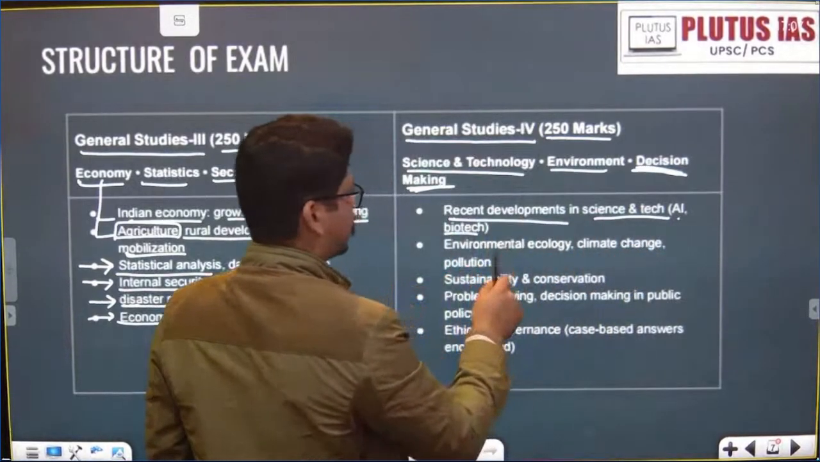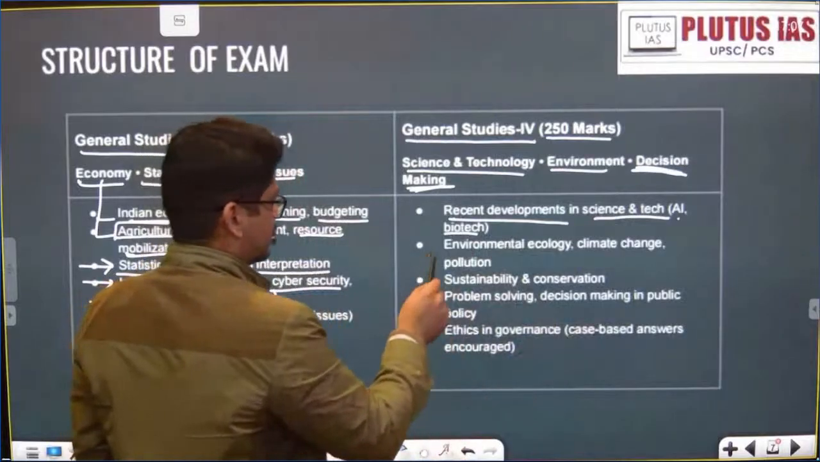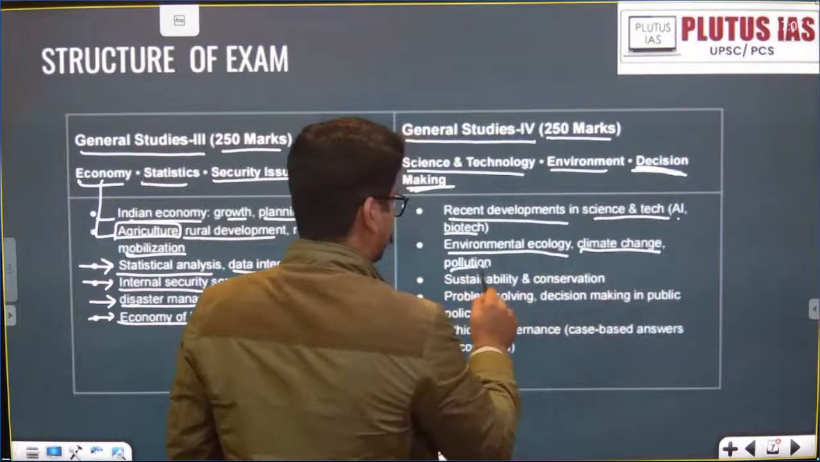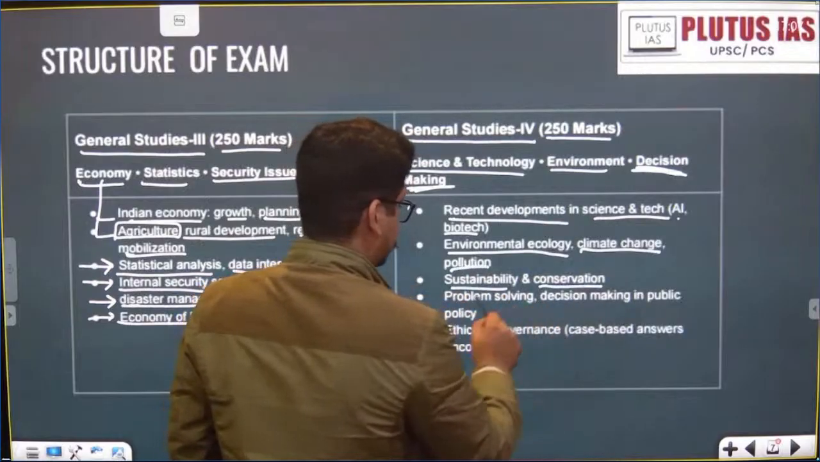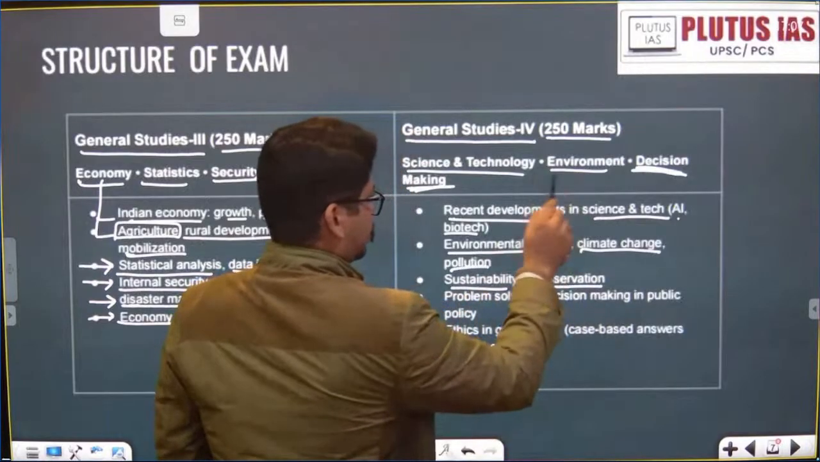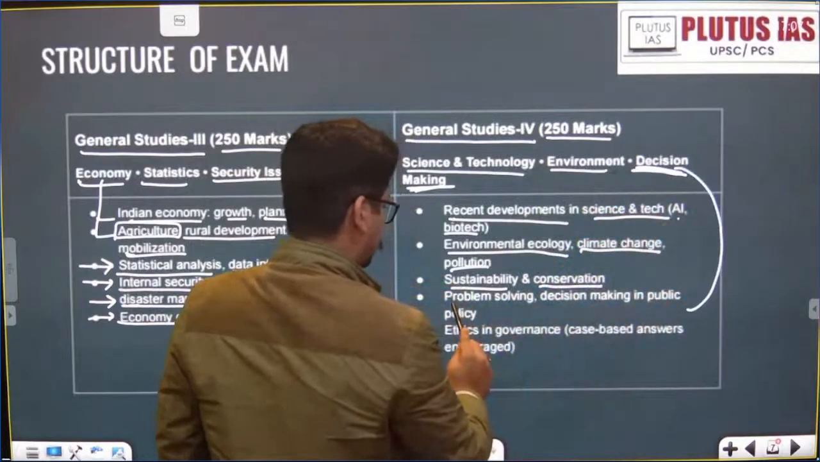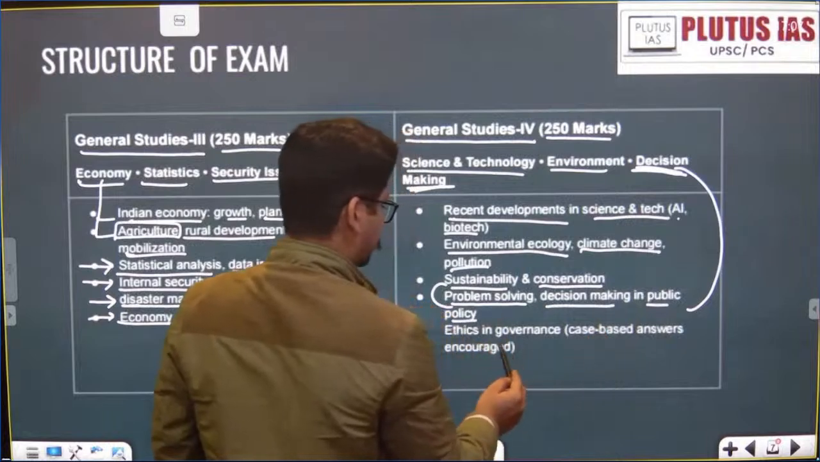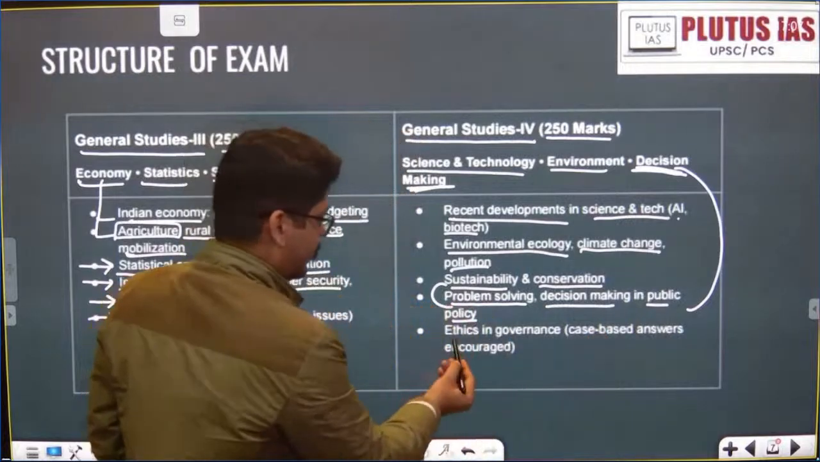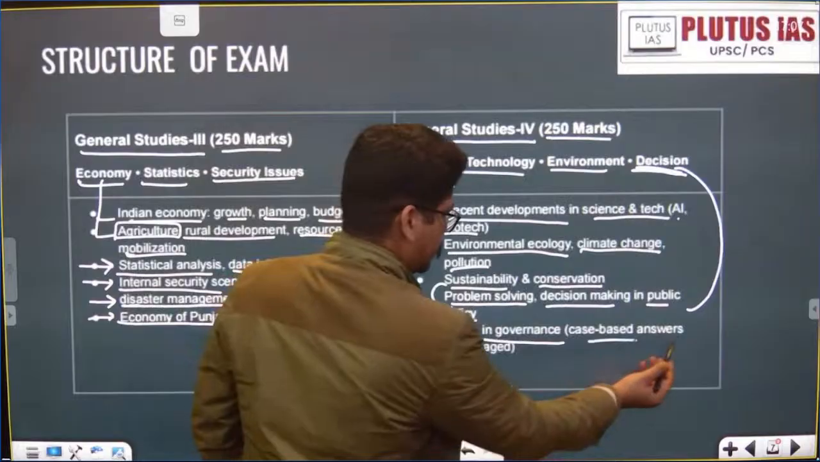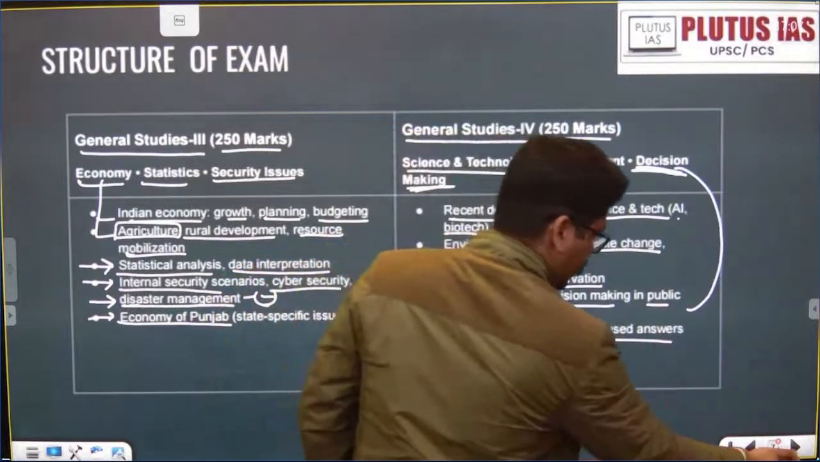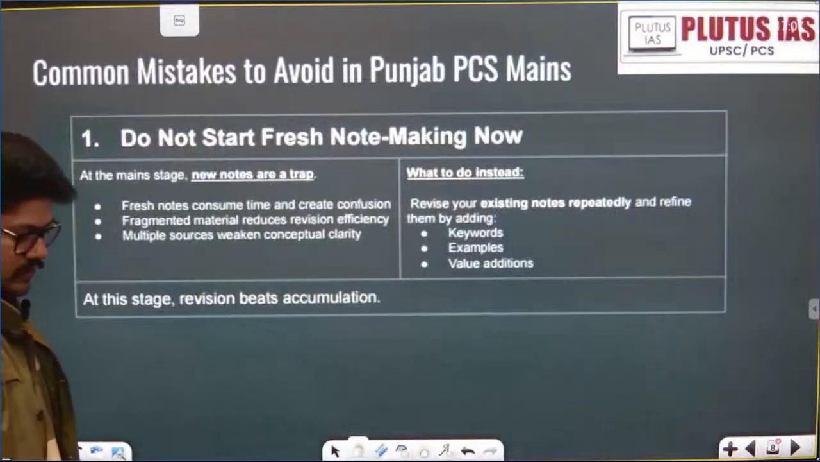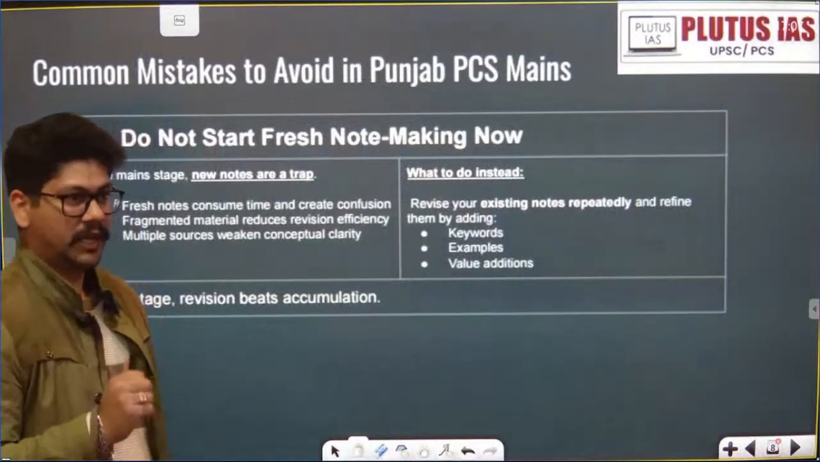Probably questions from AI and biotech are to be followed. Then environmental ecology, climate change, pollution, sustainability, conservation, and from decision making, you have to focus on problem solving, decision making in public policy. And then there is also an element of ethics in governance to enhance your answers. Right. Now, this was all the structure of the examination.